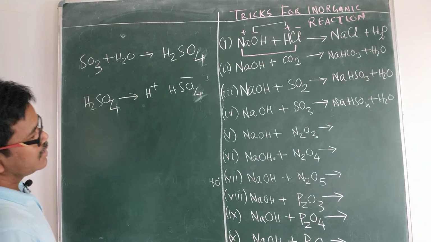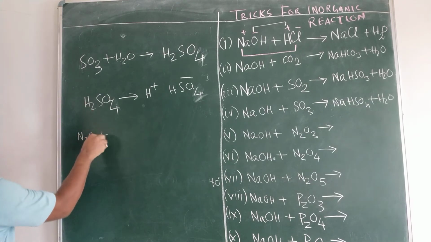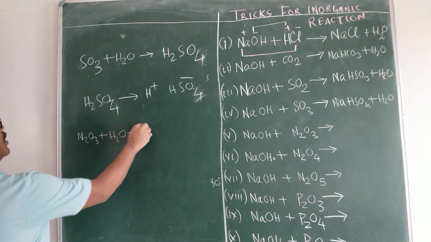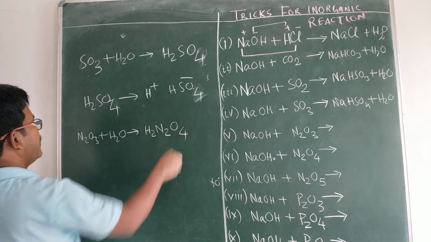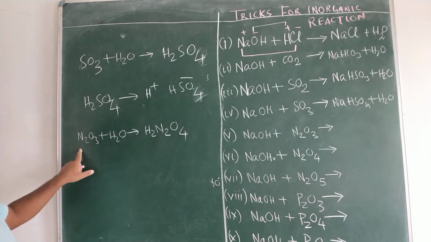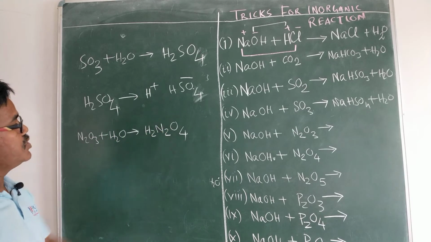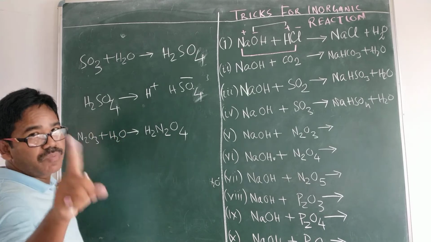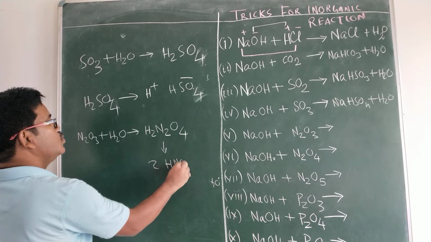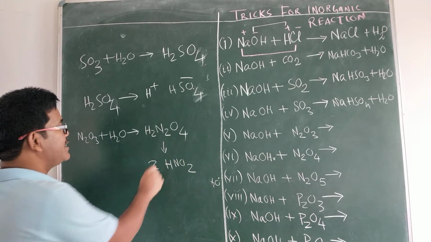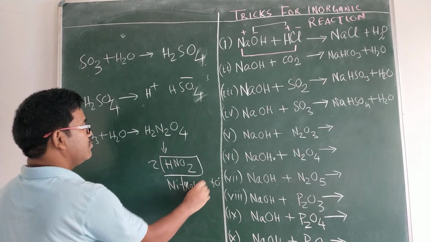N2O3. Go for the next reaction. N2O3 plus water. What will happen? H2N2O4. Am I right? Two hydrogen, two nitrogen, here 3 oxygen, here 1 oxygen. 3 plus 1, that is 4. Here you see there is a common factor. What is the common factor? 2 is the common factor. Therefore, this I can write as twice HNO2. What is the name of the HNO2? This is called nitrous acid.